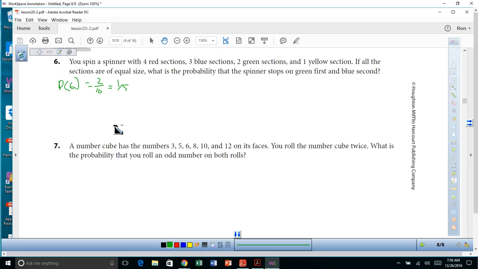Because the first spin has no effect on the second spin, the probability of blue given green really is just the probability of blue, which is, how many blue? 3 over 10. Since the events are independent, you can multiply their probabilities.